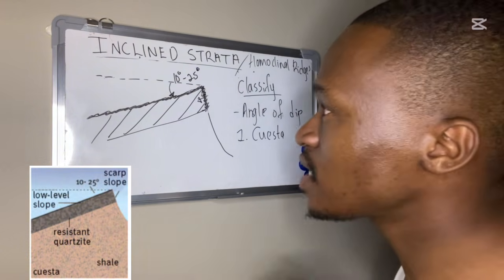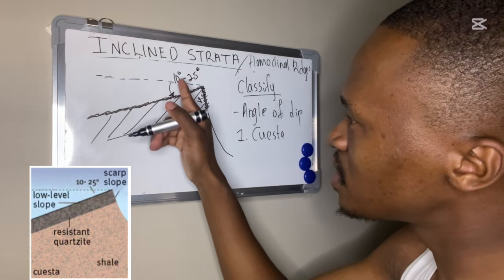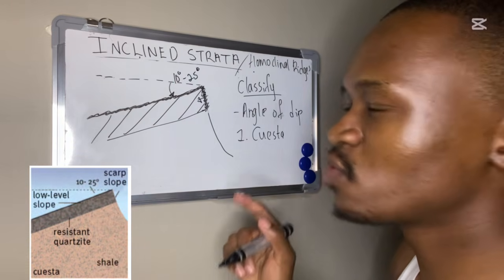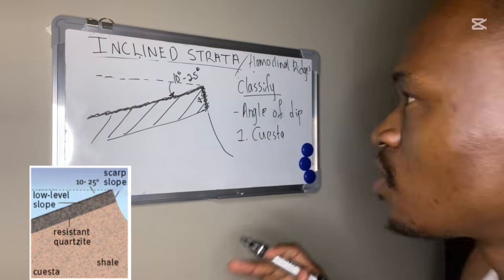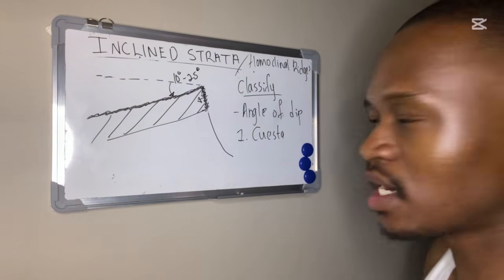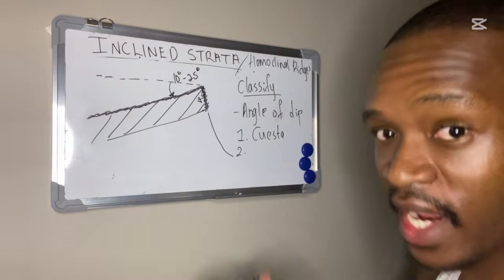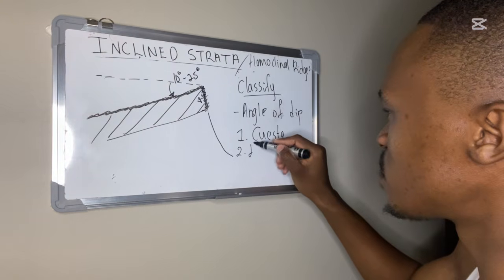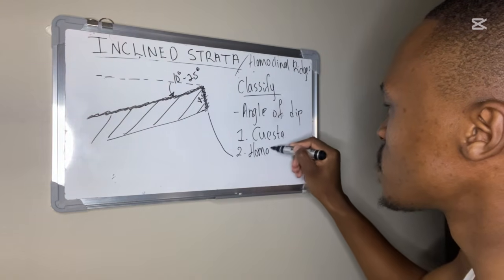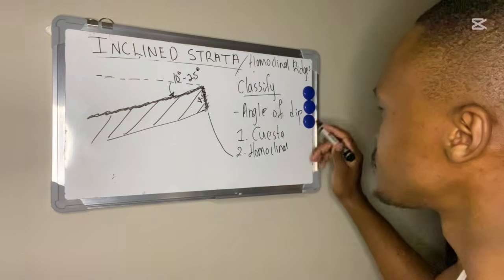So with our homoclinal ridges, we look at the angle at which it dips. If it dips at 10 degrees to 25 degrees, we call that homoclinal ridge a Cuesta. We have a second one known as a homoclinal ridge.